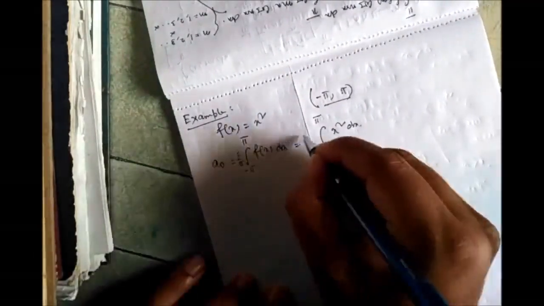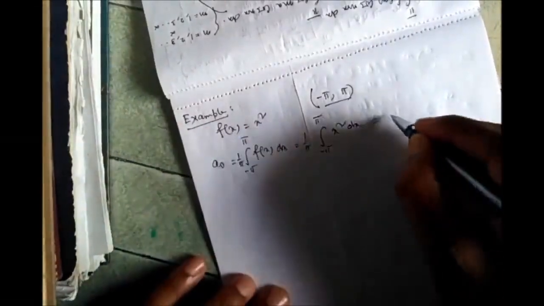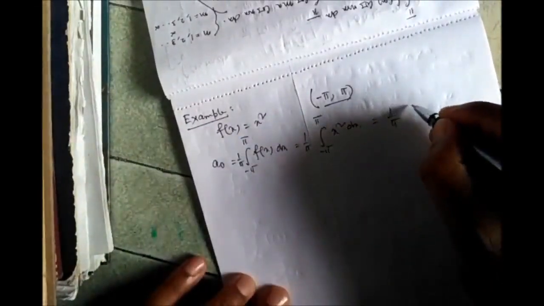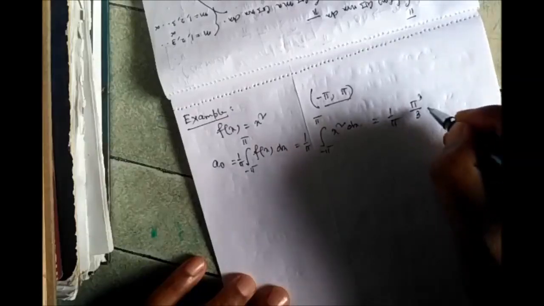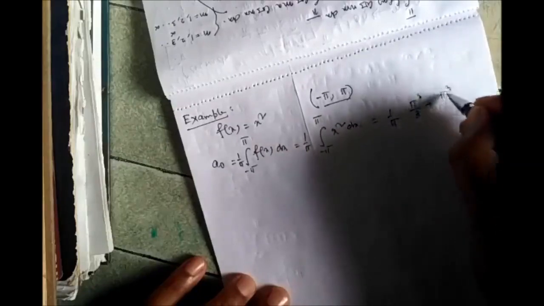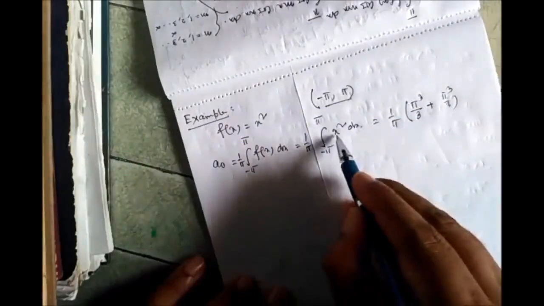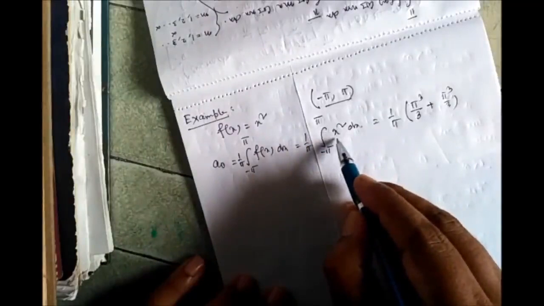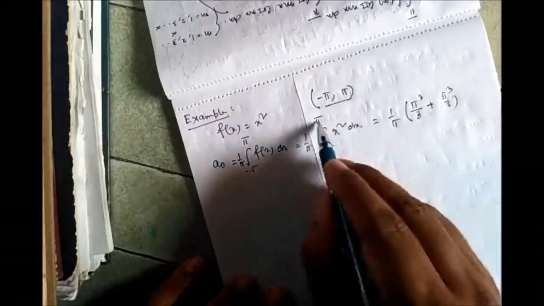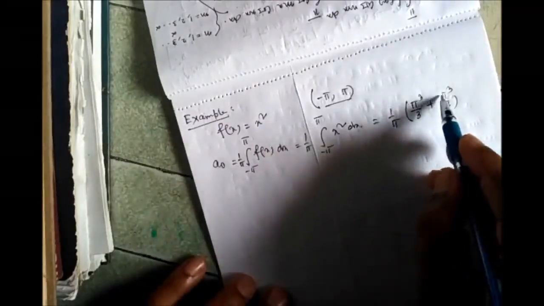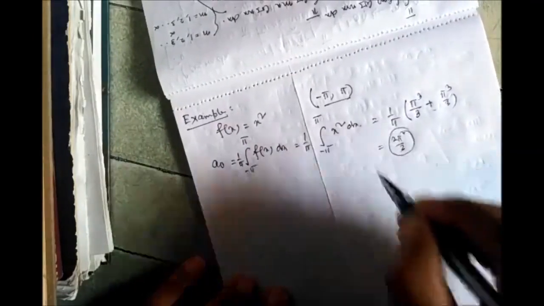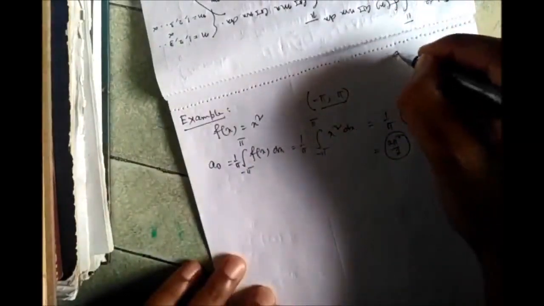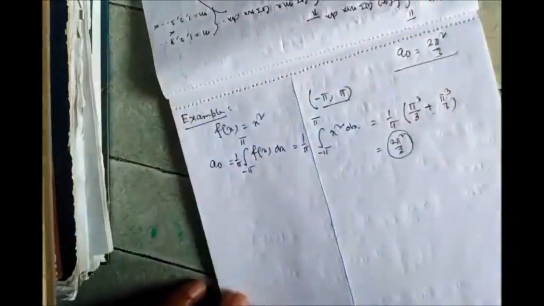Sorry, there is 1 upon pi. So this will be 1 upon pi times x cube by 3 from minus pi to plus pi, that is pi cube by 3 plus pi cube by 3. This will be 2 x square by 3. So this will be pi cube minus of minus pi cube, so this will be plus. So 2 pi square by 3. So A0 is 2 pi square by 3.